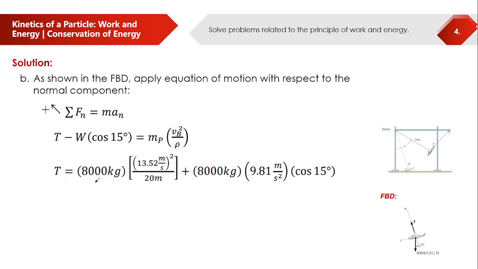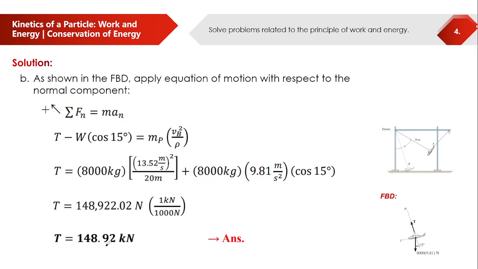So that will be T equals 8,000 kilograms times 13.52 meters per second squared over the radius, or rho, of 20 meters, plus 8,000 kilograms times 9.81 times cosine 15. Therefore, your tension will be equal to 148.92 kilonewtons. Okay? So that's how you solve for your tension. Okay. So, what's important here is your diagram when you're showing the datum line, and your FBD of the plane. Okay? So, that's how you solve this problem.